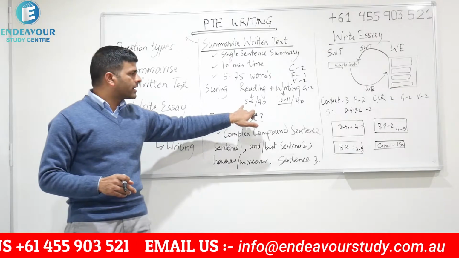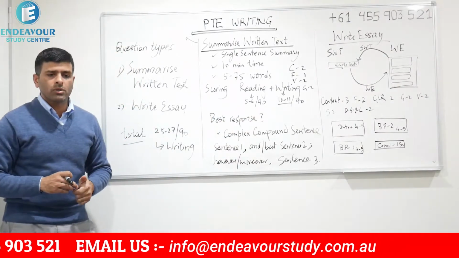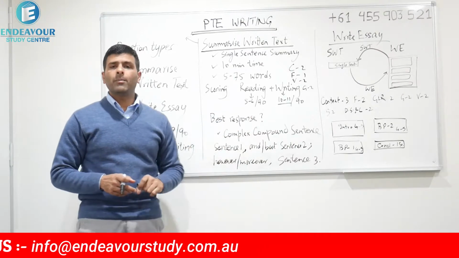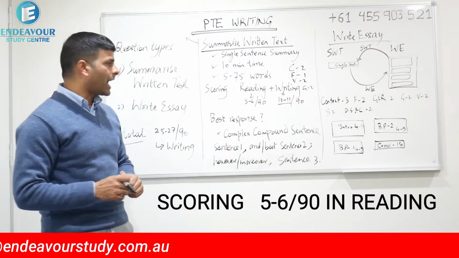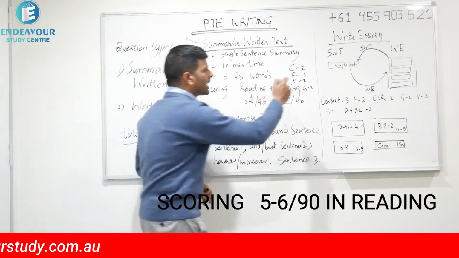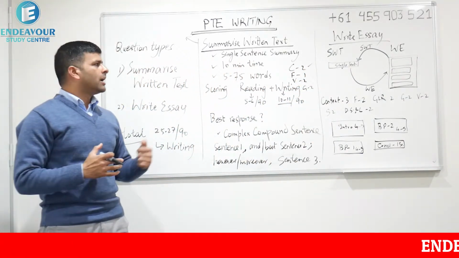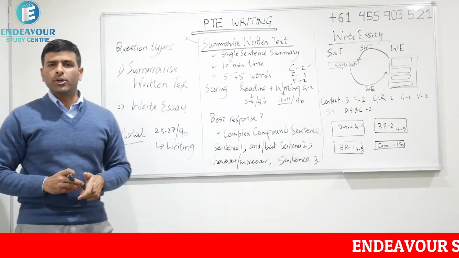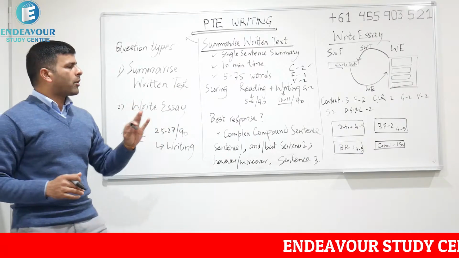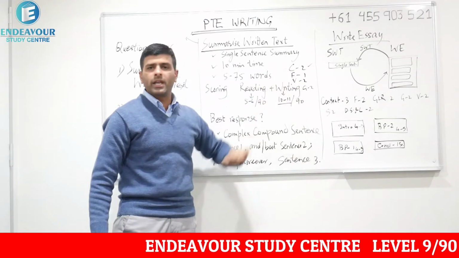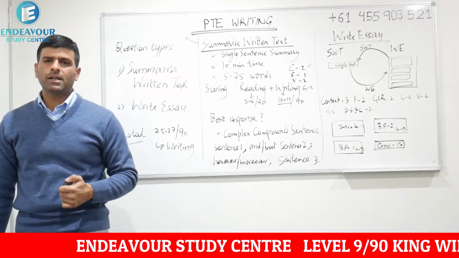And then in reading, because this question type involves your reading skills as well, you also get a score for reading. In reading, you'll have approximately 5 to 6 points out of 90. Mainly the content part is contributed towards reading, or the content part is added into your reading module too. So it's really important to get those points in the reading module coming from summarized written text.